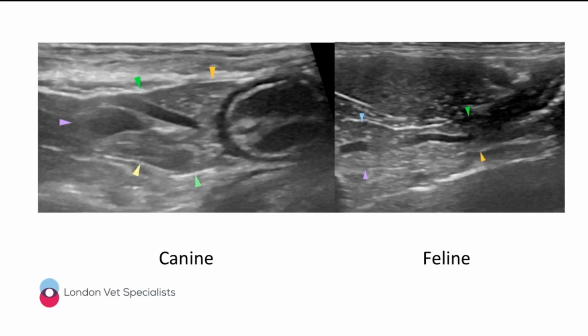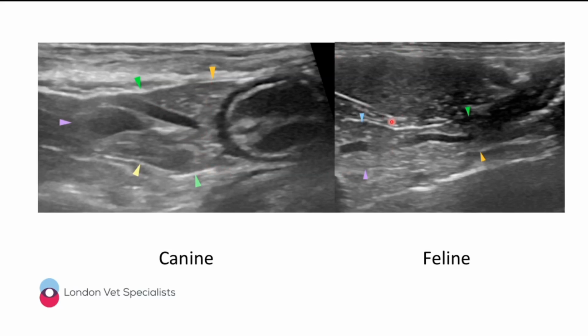And these are some examples of how I'd expect the canine and the feline pancreas to look. So the canine pancreas, we can see the duodenum just here, and we can see the pancreas just adjacent to it, and we can see the pancreatic duct. This is a nice normal pancreas.